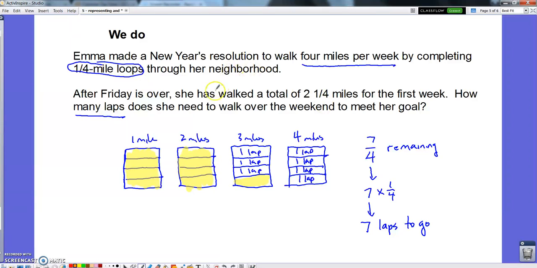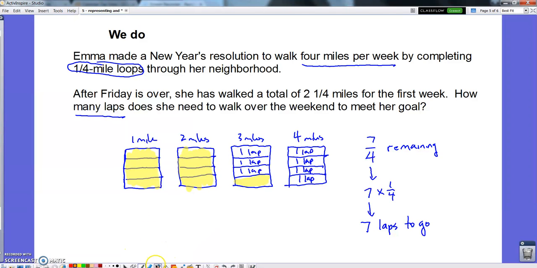And so we drew this with a model yesterday. We drew 4 blocks, each representing a mile. We colored in the 2 1/4 that she did. So 1, 2, 1/4 are done in yellow, which meant to get to 4 miles, she had 7/4 to go. 1, 2, 3, 4, 5, 6, 7 1/4 laps to go. And since each 4th mile is a lap, that also meant she had 7 laps to go, because 7 times a fourth is 7/4. Okay, so that's how we did that yesterday.